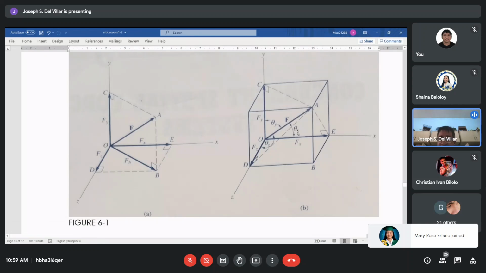So that is theta sub x. Now, the angle that is made by the force F with the positive y, this one, ito yung theta sub y, that is theta sub y. Okay? Yung angle between F and the y-axis. And the angle between F and the z-axis is theta sub z. Okay? So as I've said, please correct this. This is theta x. So this is theta y, theta sub z. Okay? Now, so what is the x component of F?